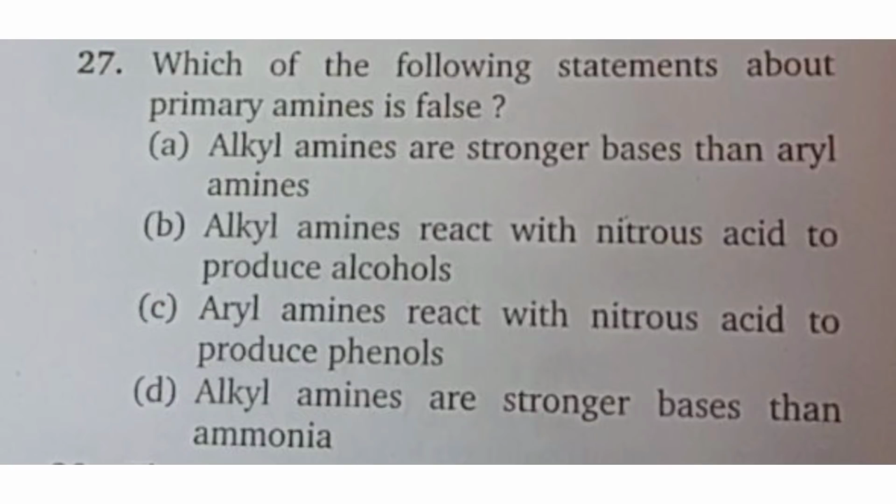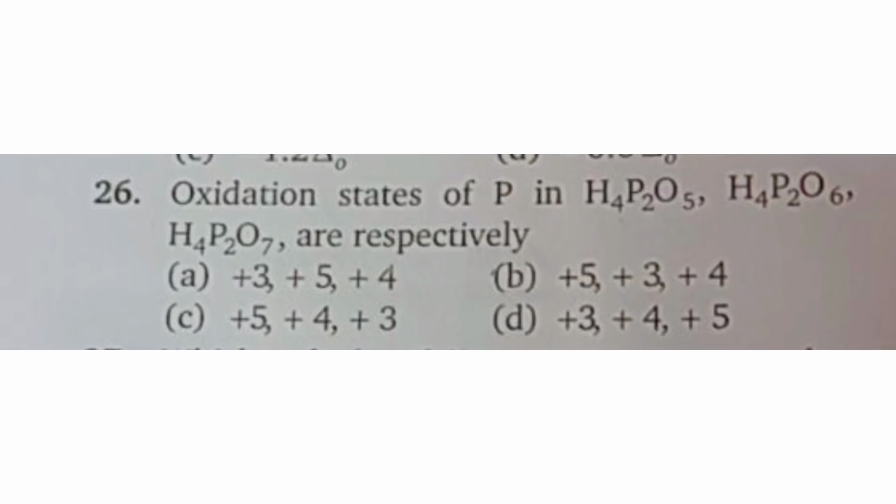Next one: which of the following statements about primary amine is false? And the right one is option C: aryl amine reacts with nitrous acid to produce phenols is the false statement from the 4 options. The next one: oxidation state of P in H4P2O5, H4P2O6 and H4P2O7 are respectively. The right one is option D, +3, +4 and +5.